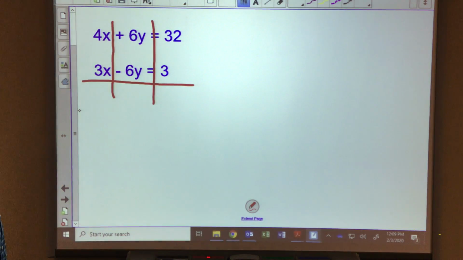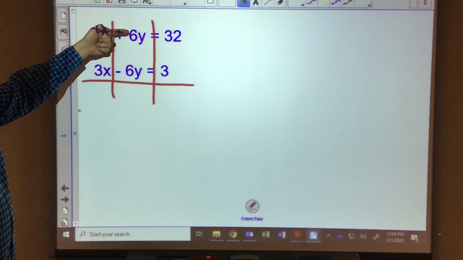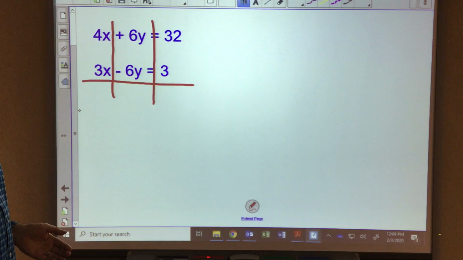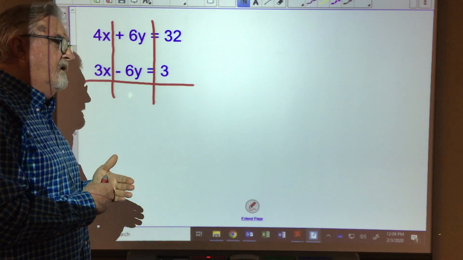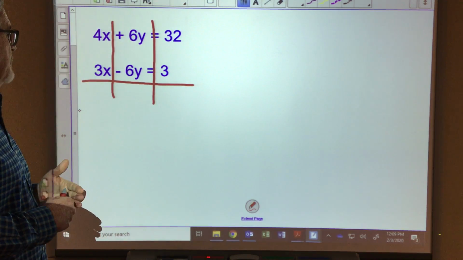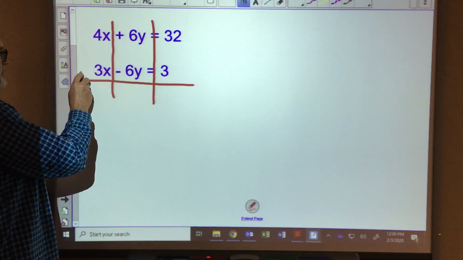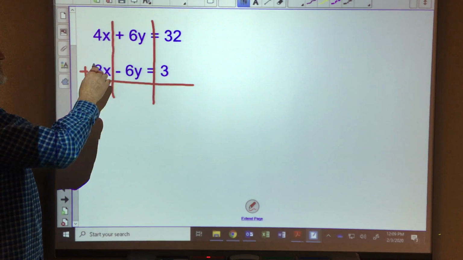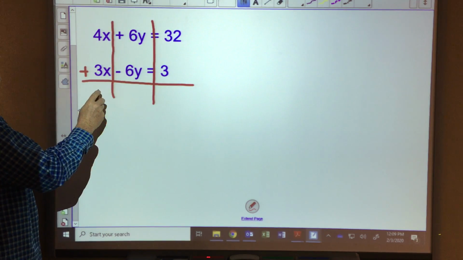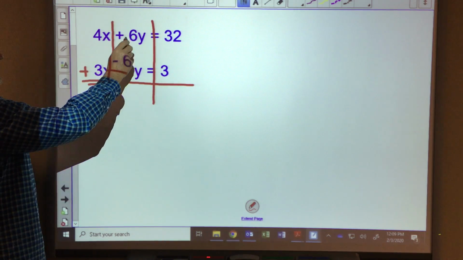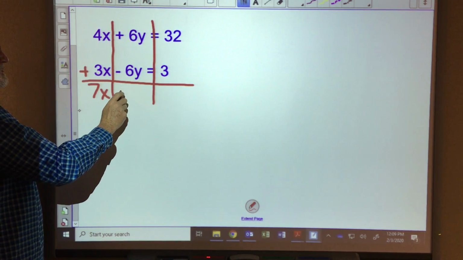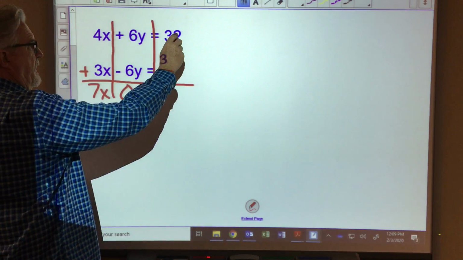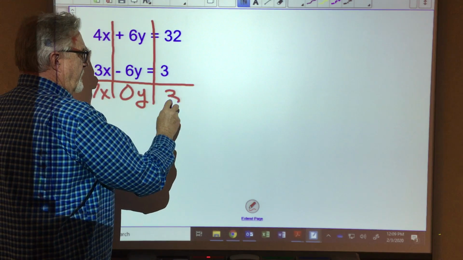I've actually got three little problems I'm going to work. I want to eliminate this y. So if I have a positive 6 and a negative 6, the operation that would eliminate that and make it 0y would be if I added those two together. So I've got to add each one of these columns. Here we've got 4x plus 3x, that would give us 7x. A positive 6y plus a negative 6y would be 0y. And then over here, when we're adding, 32 plus 3 is 35.